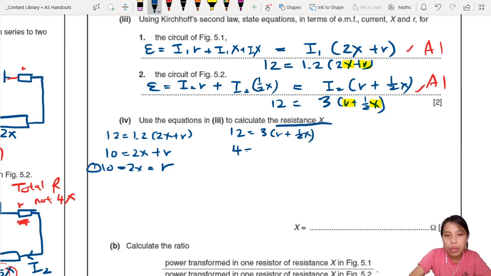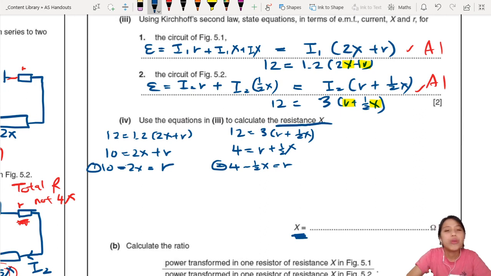12 divided by 3, 4 equals r plus half x. So 4 minus half x equals r. This is our second equation. And you need to substitute out either x or r. But we want to find x, right? So sub out r.